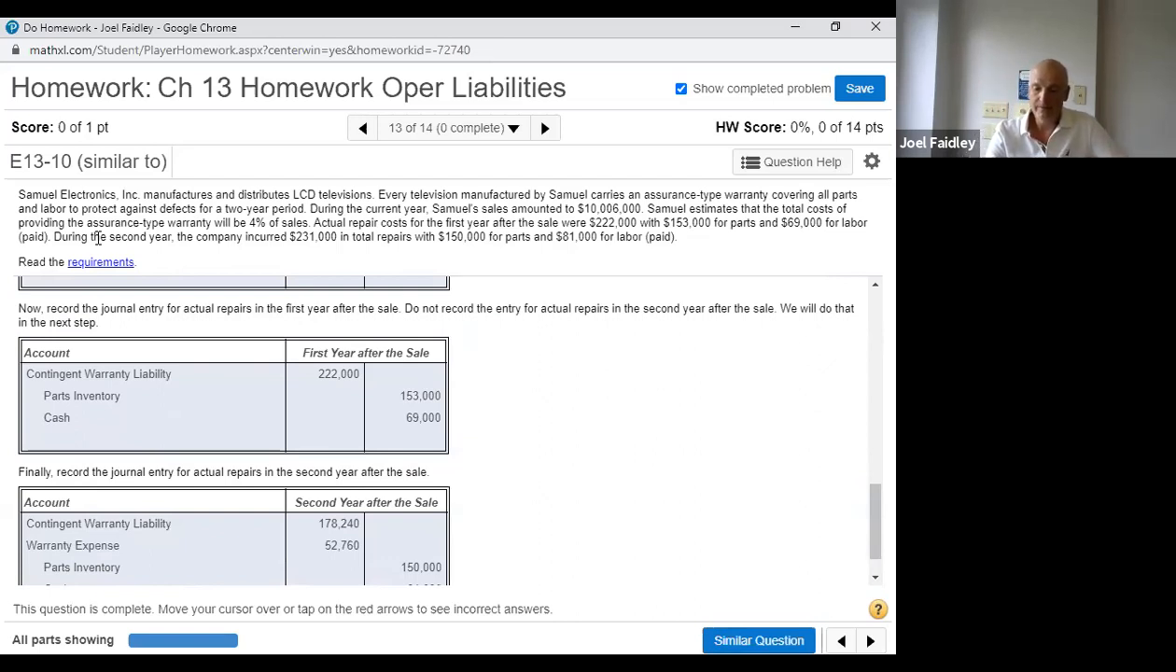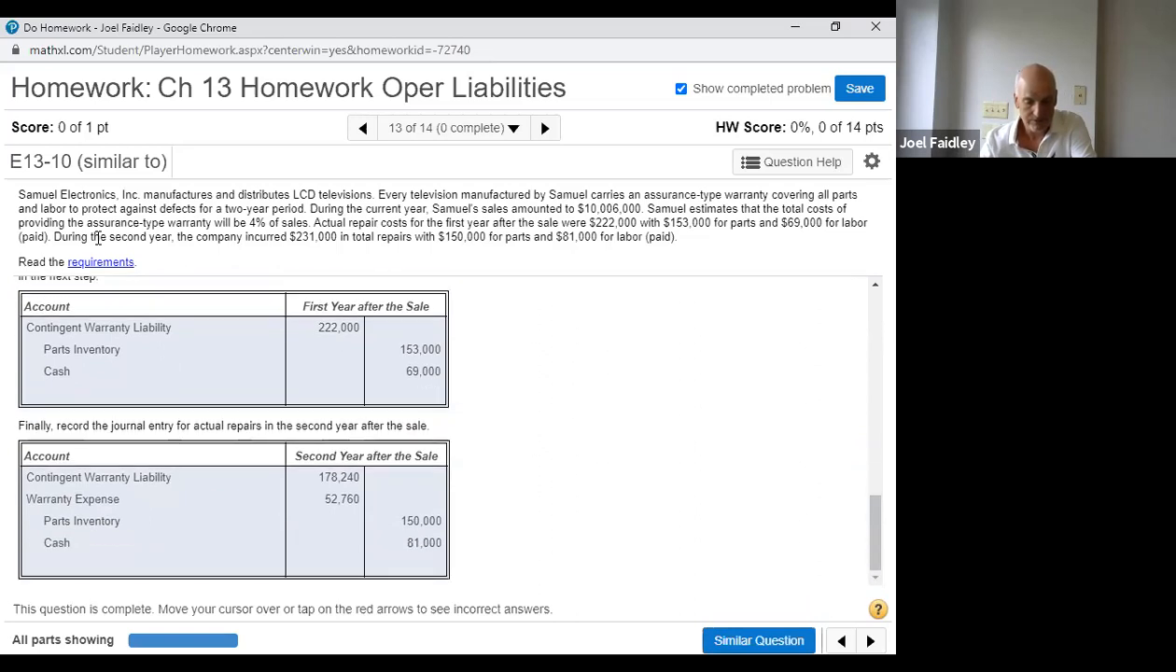You're using the same data up here, so there you see $222,000. It's going to reduce that liability, right? $222,000. It's not the expense though. You've expensed in the year in which you sold it. So there's my debit to the liability. There's the parts and cash again. There's parts and cash in year two. But year two is how much? I guess it's $178,000. No, it's more than that.